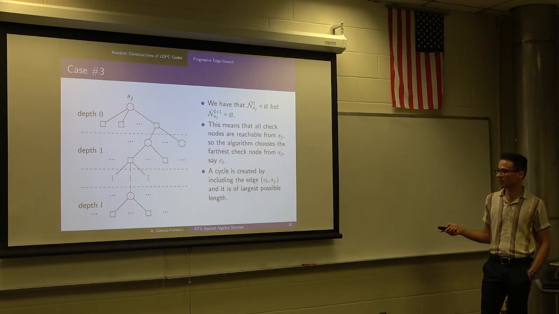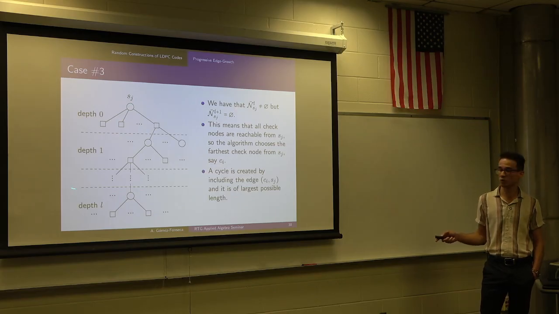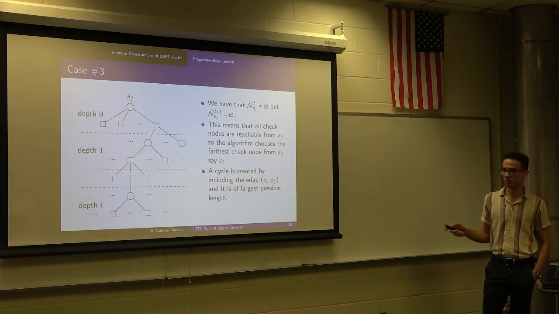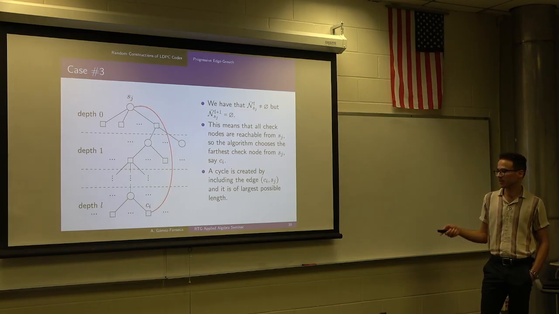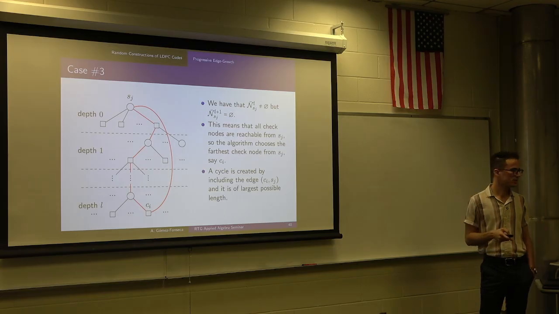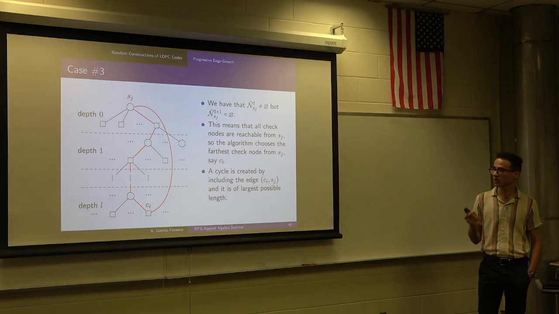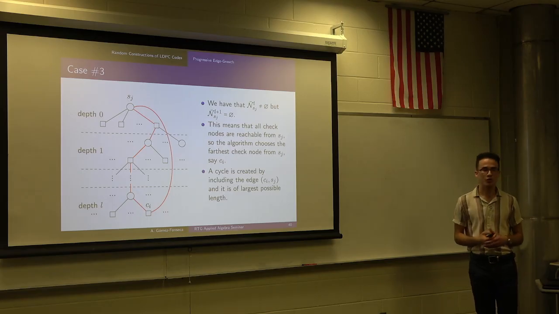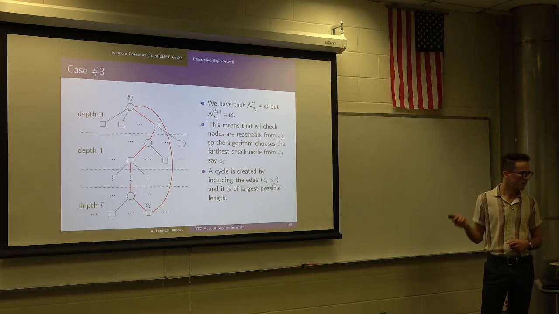And the third case is when you have expanded a subgraph and SJ is somehow connected to every one of the check nodes in your Tanner graph. So now you are forced to choose one that is as far as possible in the tree. So you're going to pick, let's say, this guy. This is CI, and you're going to make an edge back to SJ, and this forces the creation of a cycle. So the point of the algorithm is to delay the creation of cycles in this way.